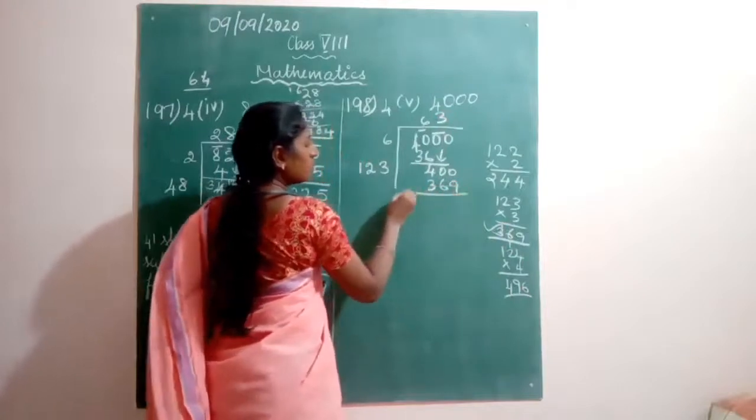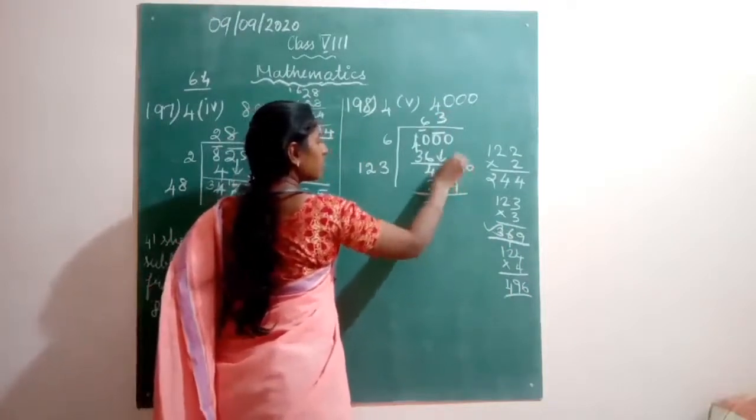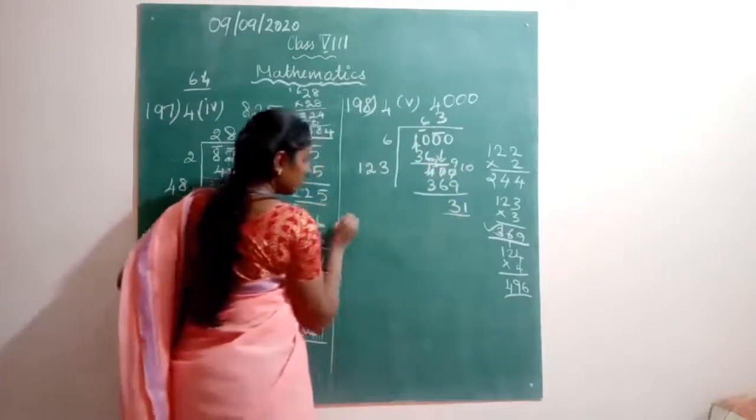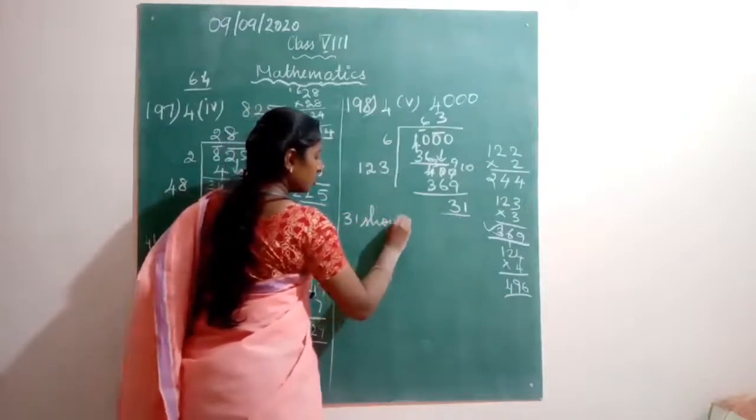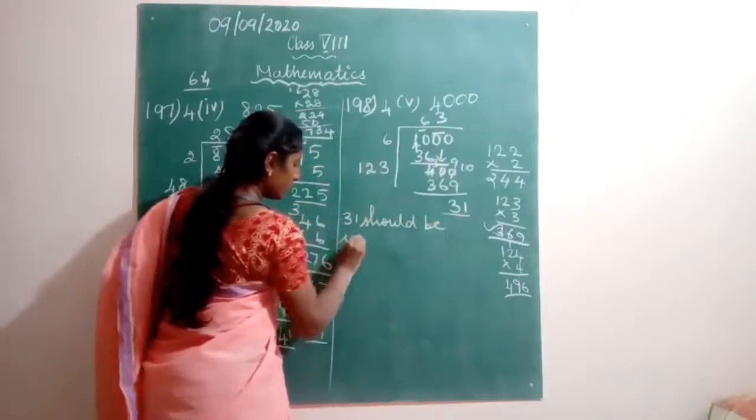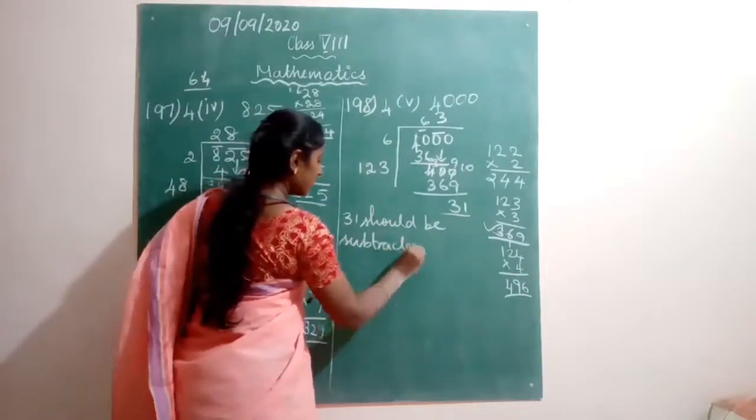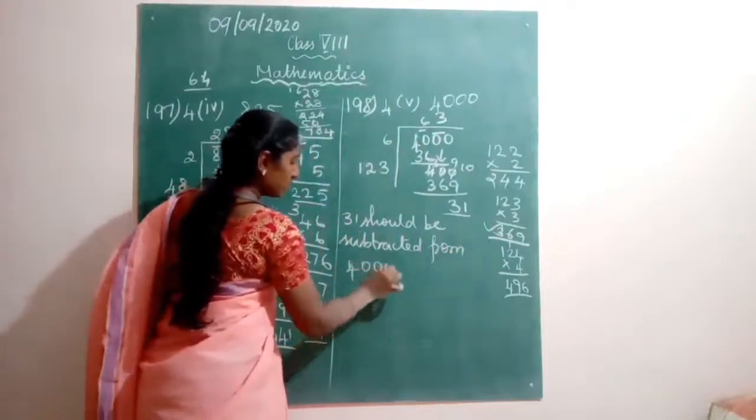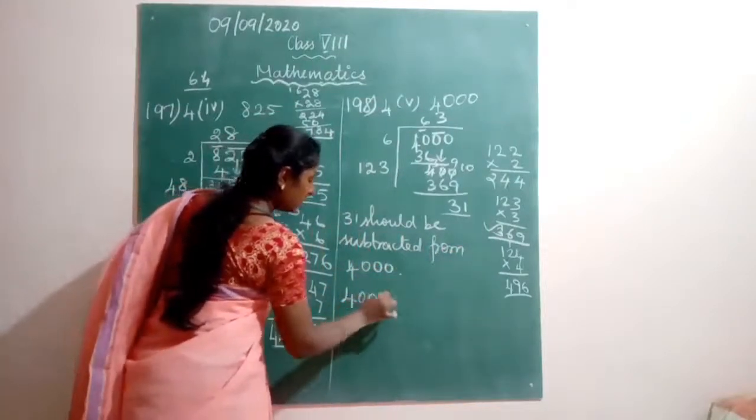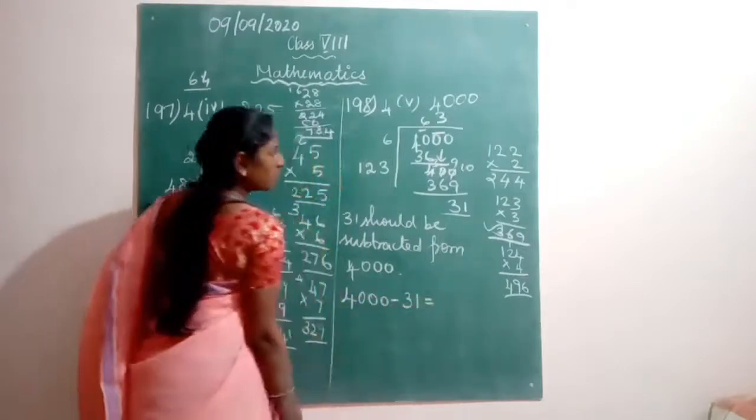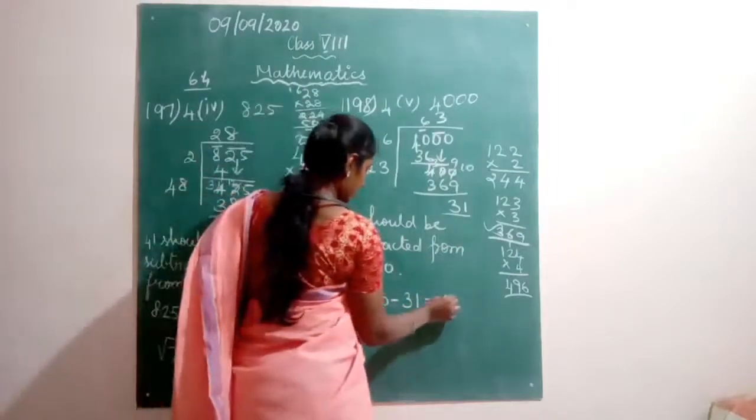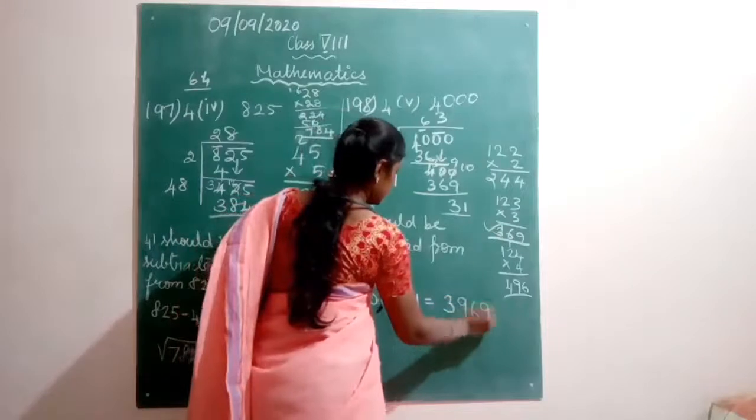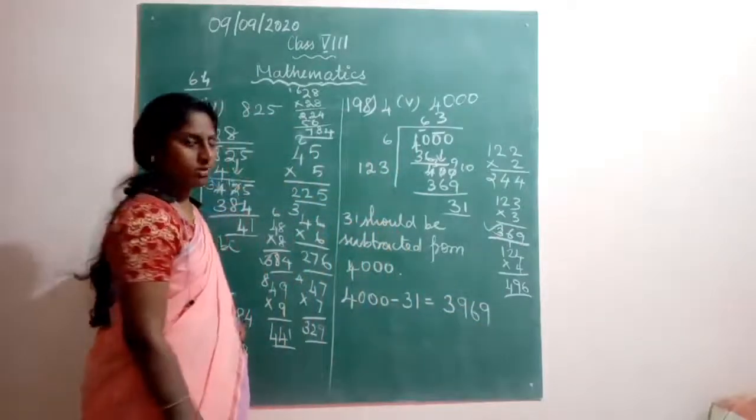Okay, so 123 into 3 will give you 369. So if you subtract this, what will you get? 31. Okay, so write 31 should be subtracted from 4000. Okay, so 4000 minus 31 is how much? It is 3969. Yes or no? Yes.